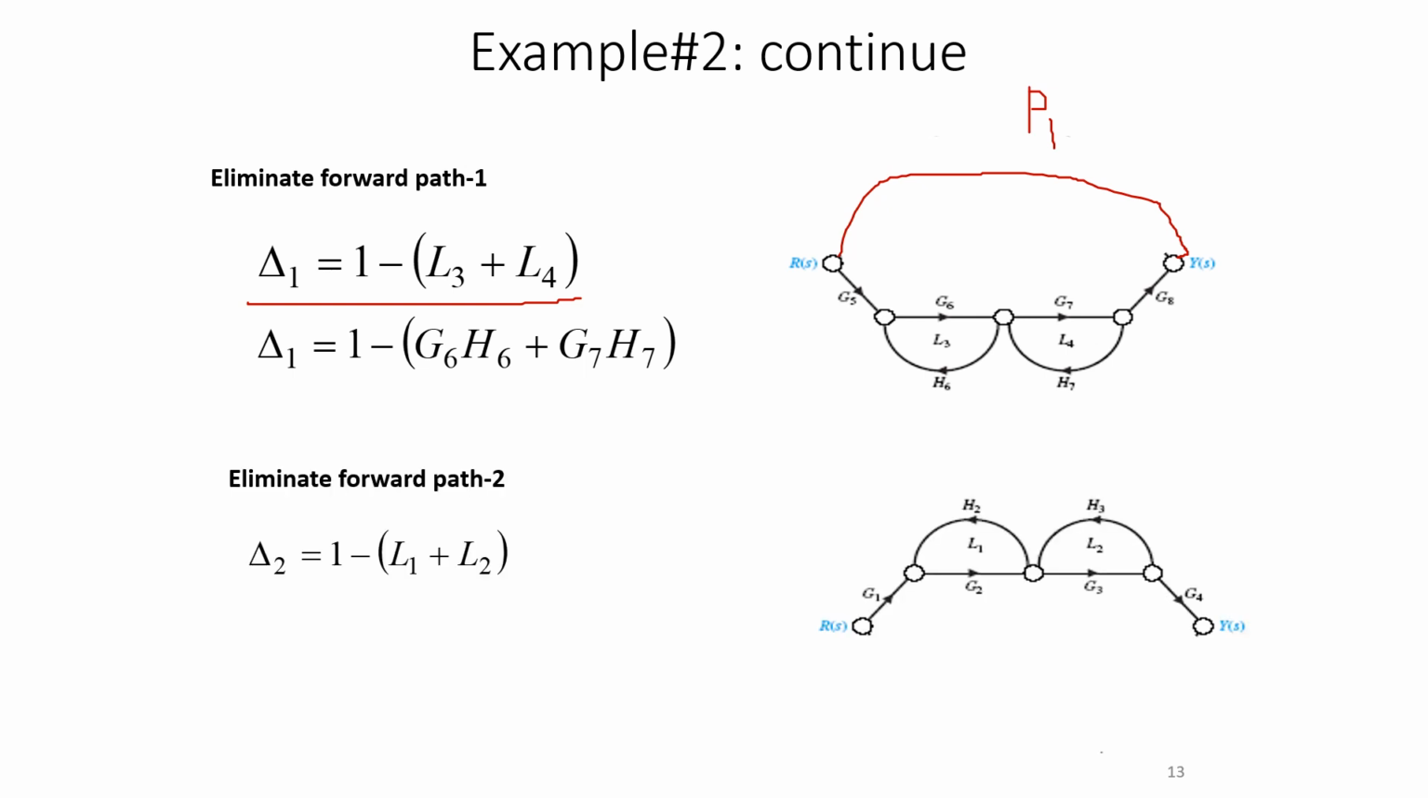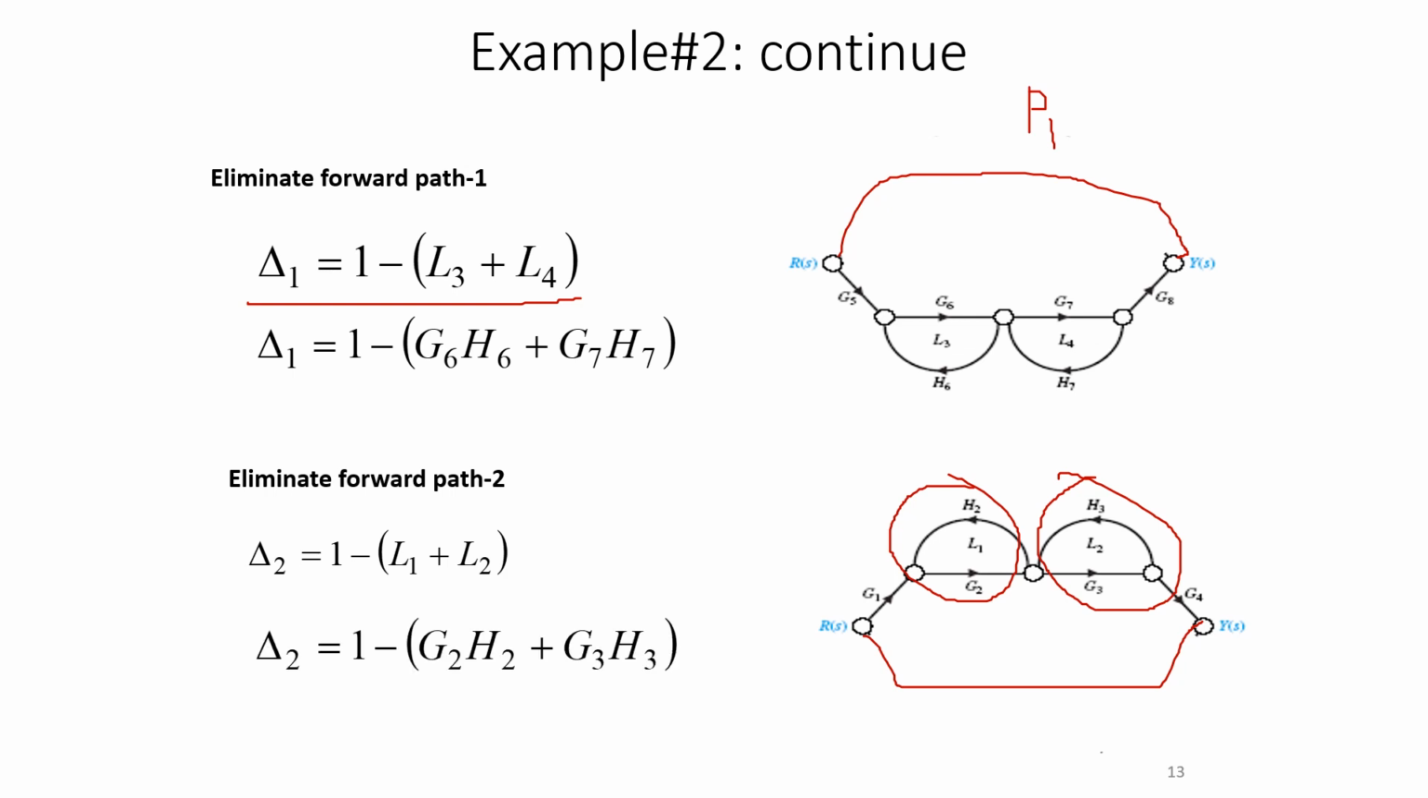And similarly, delta 2, when you are finding it out, this is my second forward path. So these two loops, that is L1 and L2, do not touch this forward path. So my delta 2 is taken as 1 minus L1 plus L2. And if you replace the gain values of L1 plus L2, it is taken as 1 minus G2H2 plus G3H3. So we have evaluated all the values.